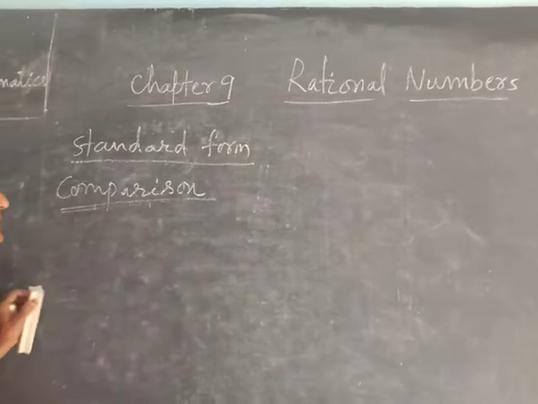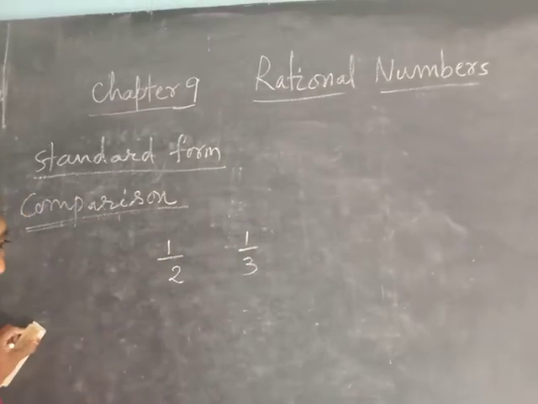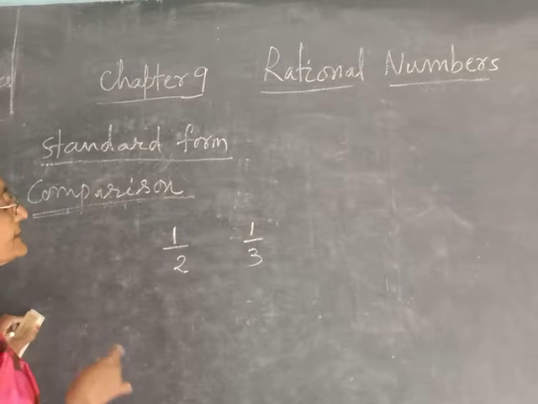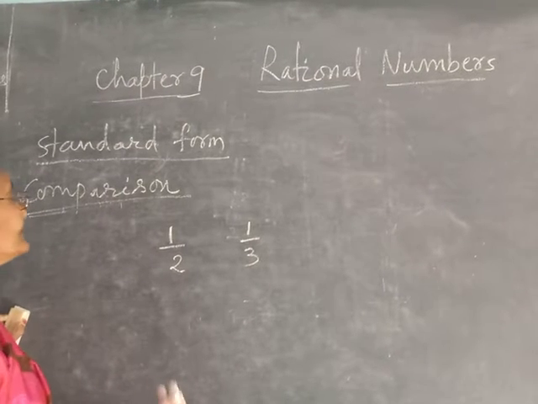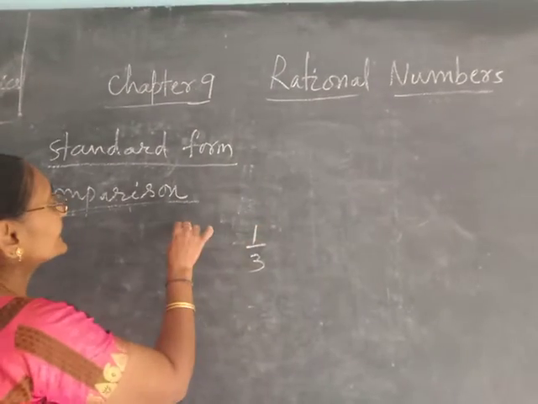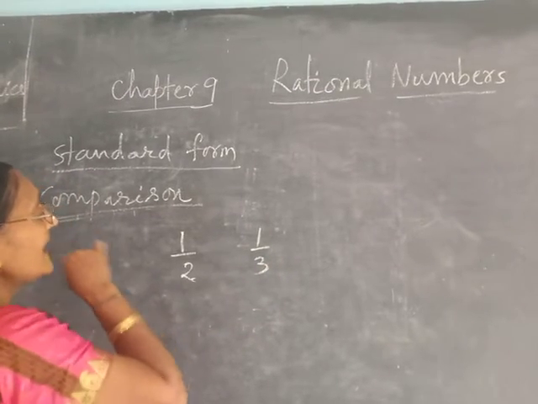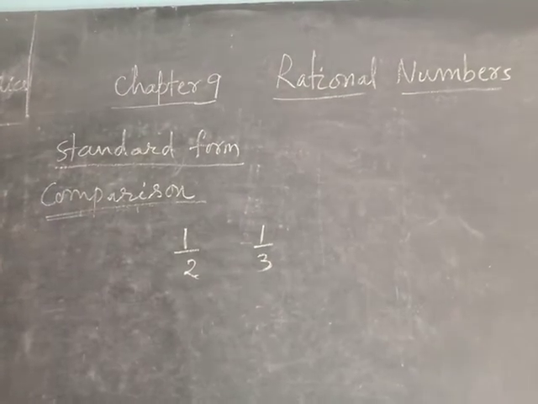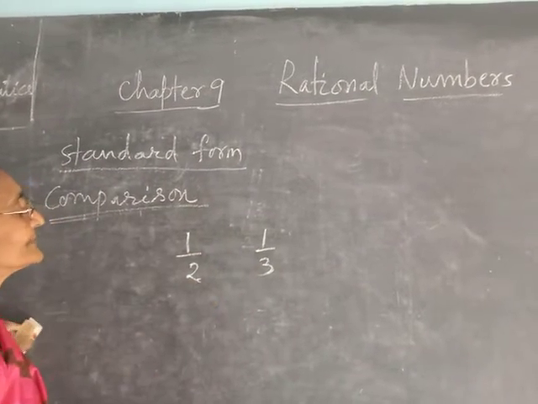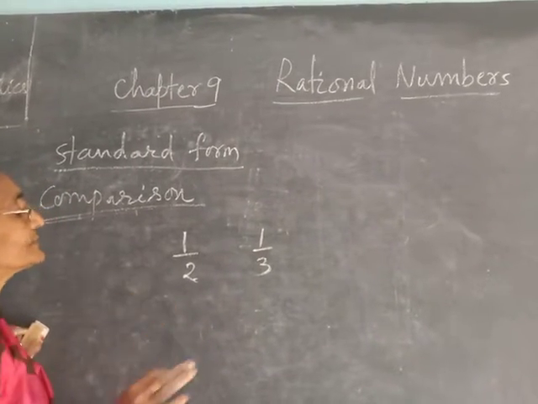How do you compare two rational numbers? Suppose 1/2 and 1/3. What type of fractions are these? See, here the numerators are equal. All fractions come inside rational numbers, and here the numerator is equal, only the denominator is different. Then these are not like fractions, they are unlike fractions. See how you find the comparison of the numbers, which rational number is greater and which is smaller. Then how will you do it?